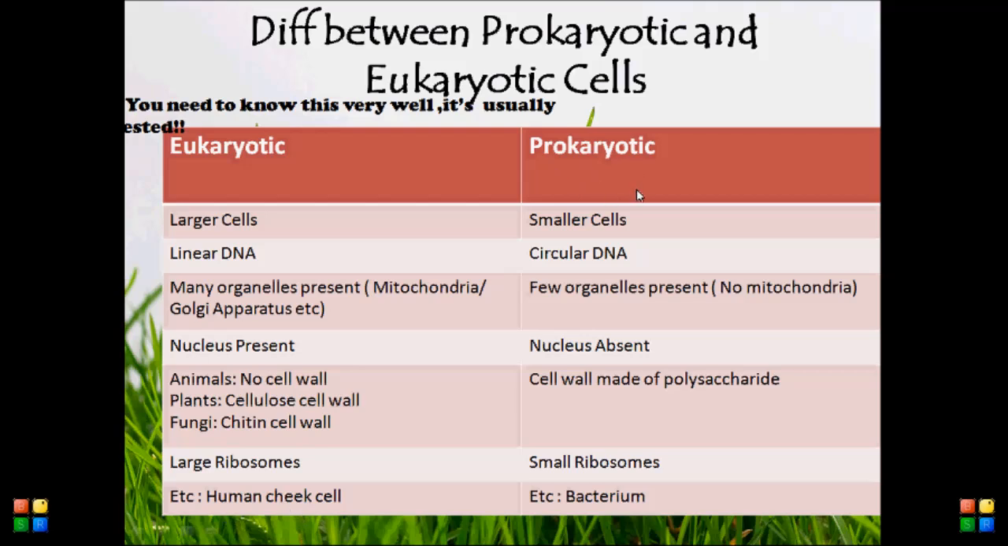Now we come to prokaryotic cell. Prokaryotic cells are smaller cells, and their DNA is circular. There are fewer organelles present. You can add that, such as they do not have a mitochondria. Their nucleus is absent, and their cell wall is made of polysaccharide. They have much smaller ribosomes, and an example of a prokaryotic cell would be bacteria.